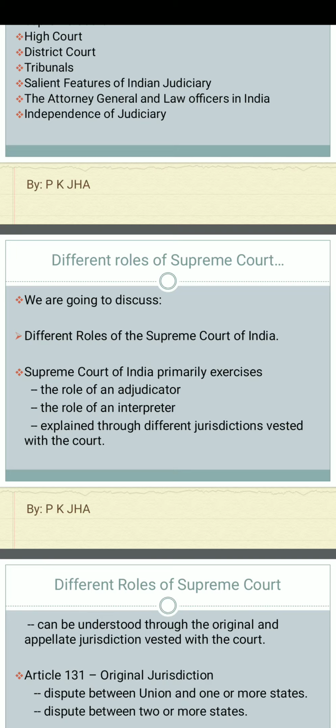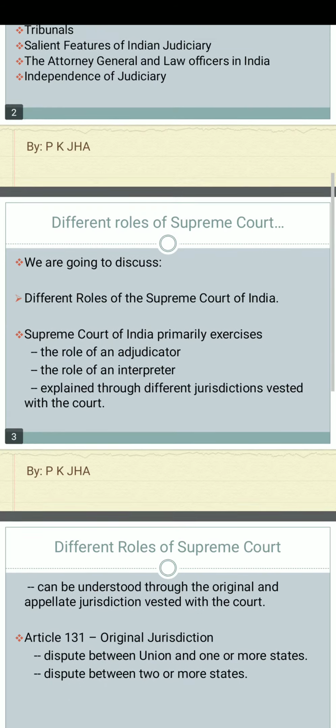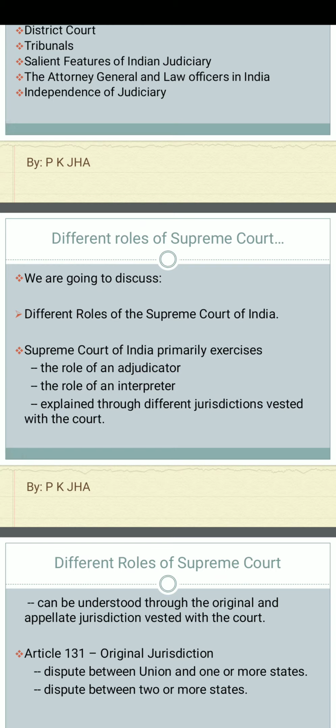Fine, children. Under these different roles, the Supreme Court of India primarily exercises the role of an adjudicator and, along with that, interpreter. The Supreme Court adjudicates, and the Supreme Court interprets. In case of lack of clarity, the Supreme Court throws light on it. Adjudicate means these matters all come within the jurisdiction of the Supreme Court, and whatever is opined by the Supreme Court, every organ needs to abide by and obey.